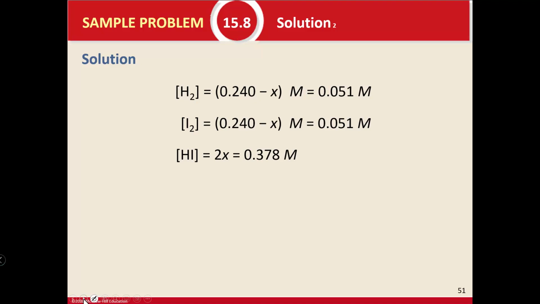No, your answer, you have to go back up here to your ICE table and plug in the x for each one of these, and notice this is 2x, this is an x. So there's no answer that's going to come out to be 0.189. If they want to know what the equilibrium concentrations are, for hydrogen it's 0.240 minus 0.189. Same thing for iodine. And then for the hydrogen iodide, it's going to be 2 times 0.189. And so you get for that what we see here.